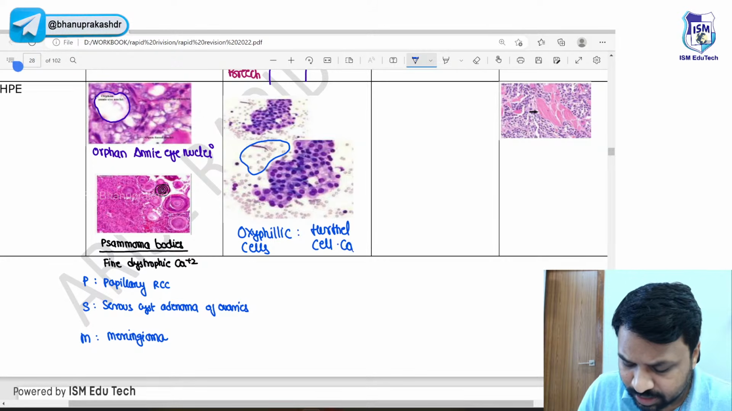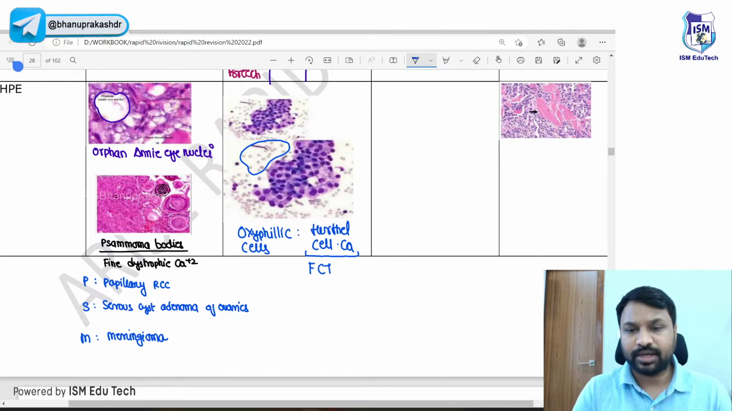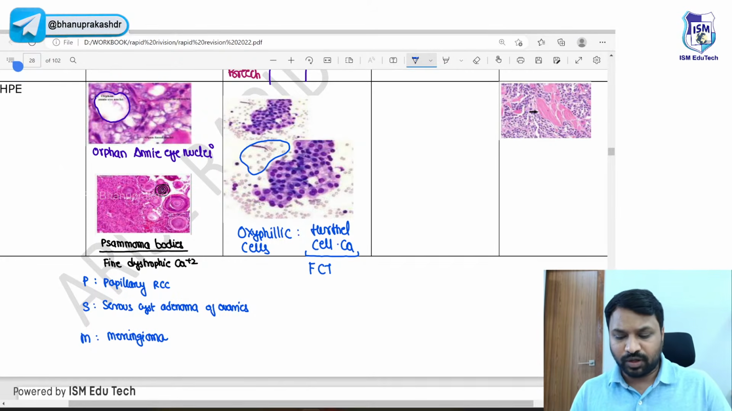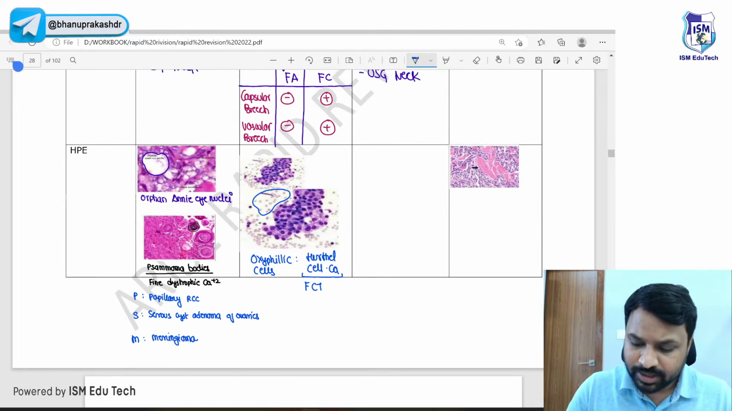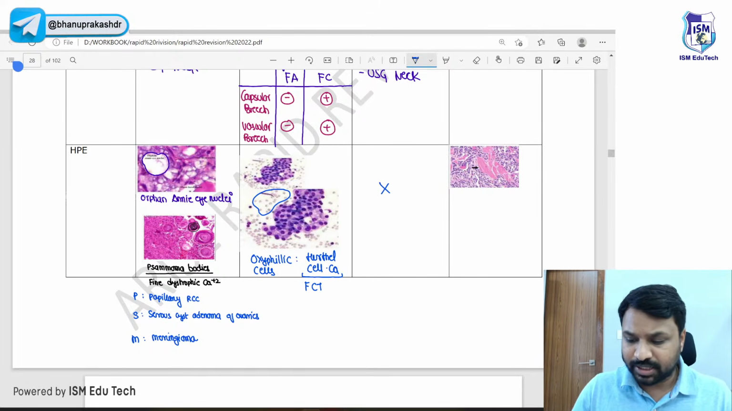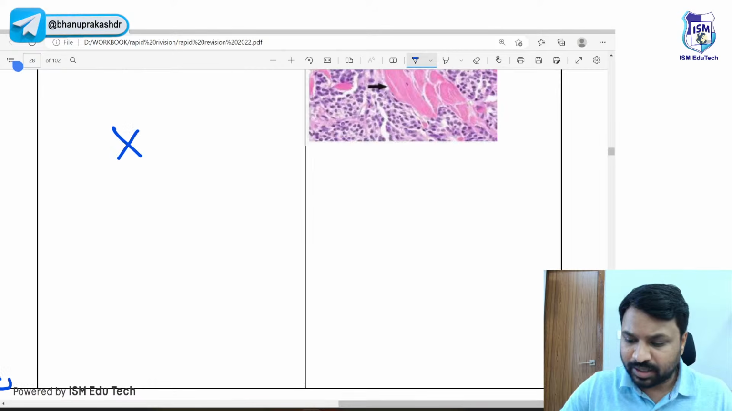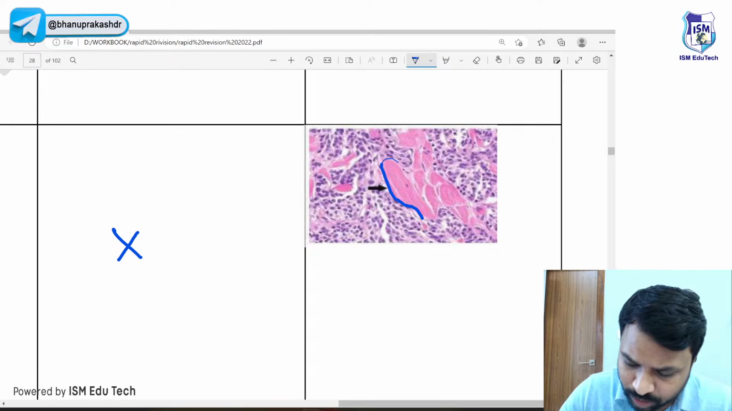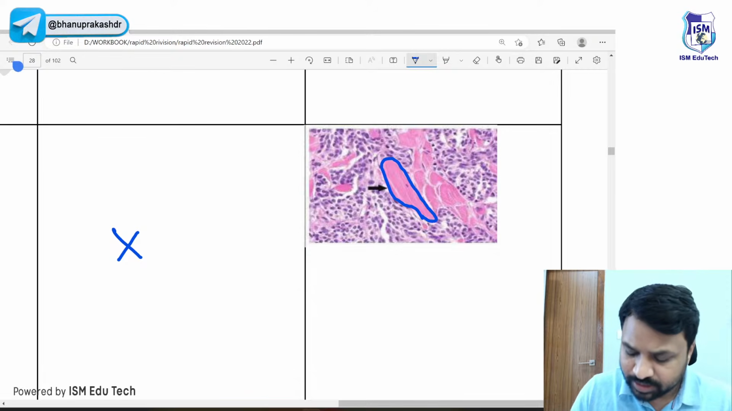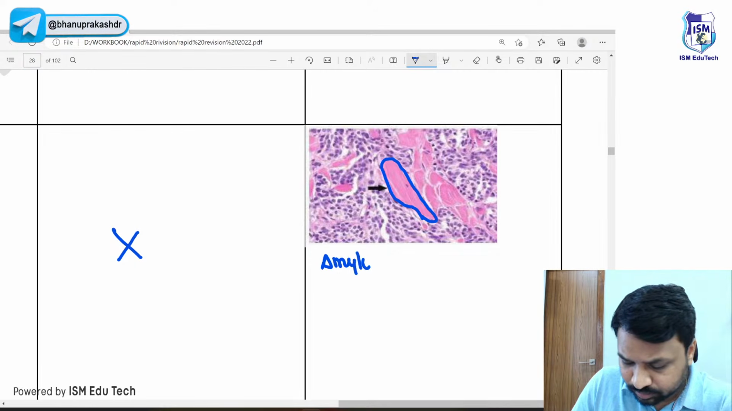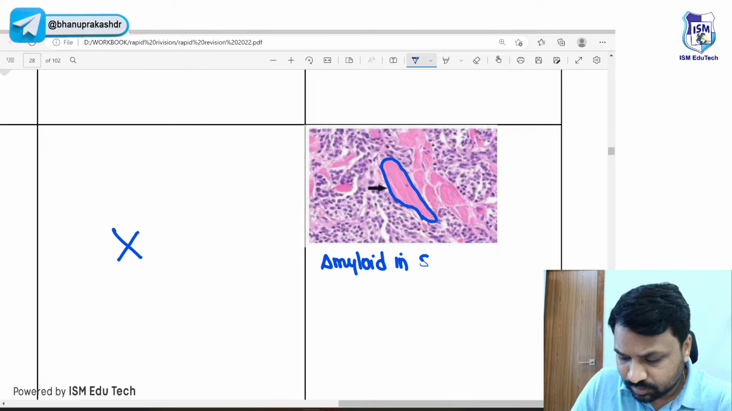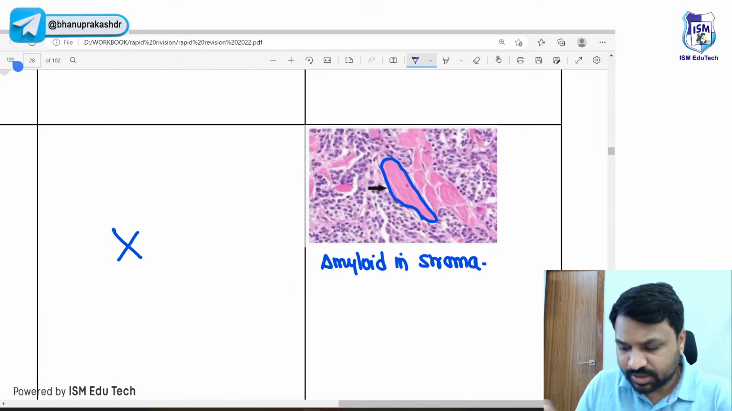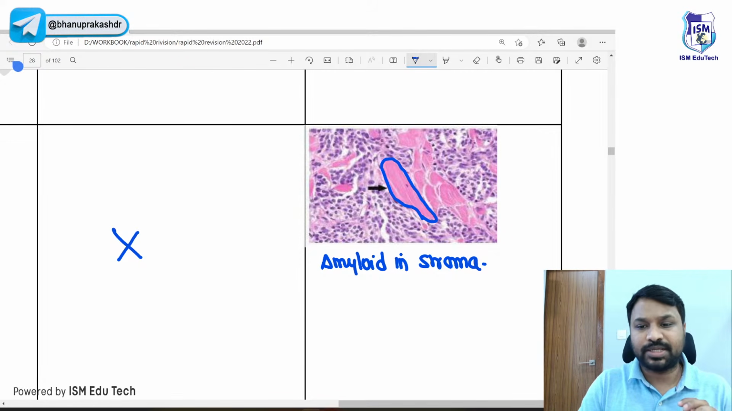It is a Hurthle cell carcinoma. It is a variant of follicular cancer thyroid. Nothing specific that you see in anaplastic, but here in the medullary cancer thyroid, I hope you are able to see this looks like a muscular band between the cells, no? And this is nothing but your amyloid in stroma. This is the amyloid in stroma presentation, right?